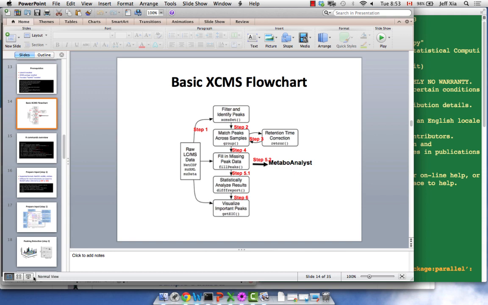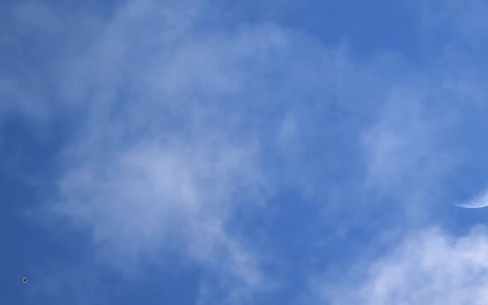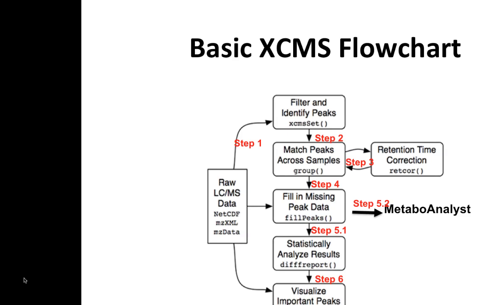Now, this is an overview of what we're going to do. This is a basic command and what it's doing for each step. So first, we are going to get our raw spectral data. Then step one is peak detection. This command is xcmsSet. So this is doing peak detection. You're not going to follow it, just the overview.